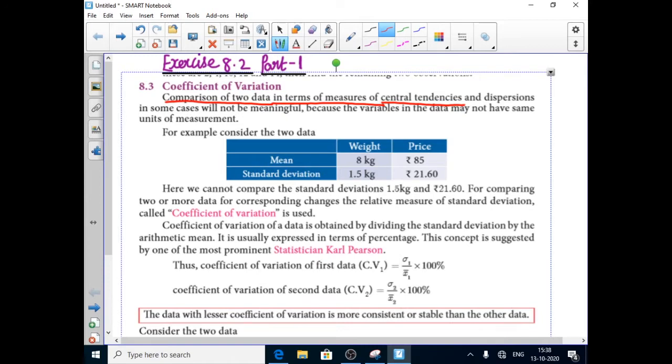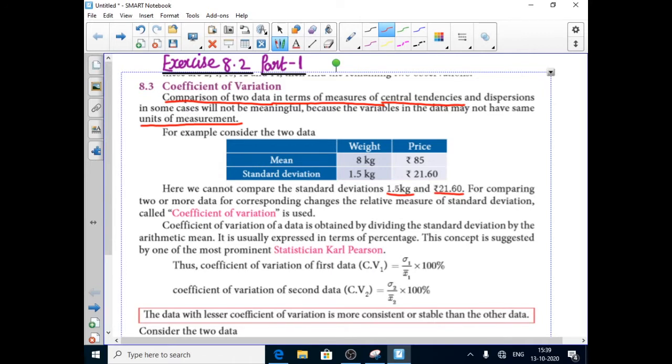We studied measures of dispersion in the 9th standard, and now central tendency; we finished exercise 8.1. If the data are of different units, for that they give an example. Mean is in kg for weight, and standard deviation for weight is in kg, while price is given in rupees. Here we cannot compare the two quantities in different units. So for that we need the coefficient of variation.